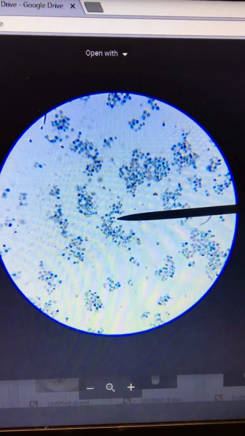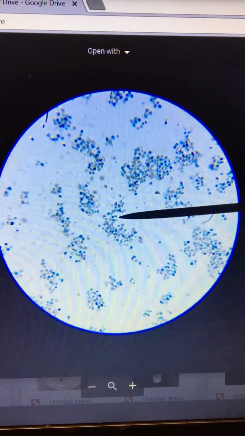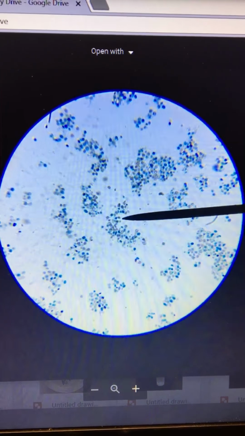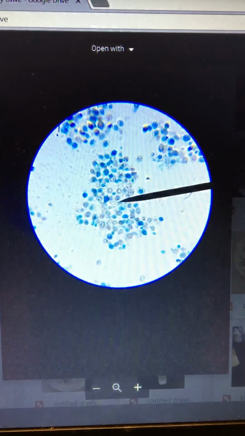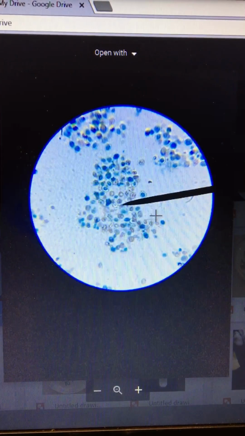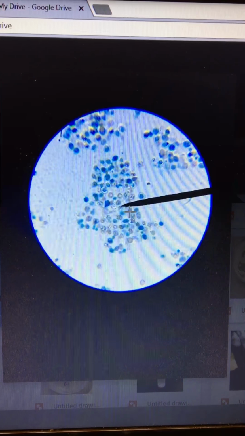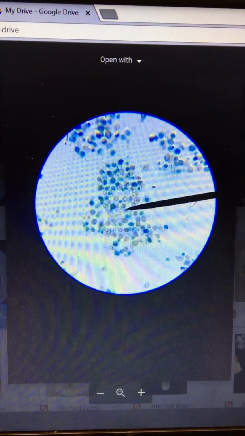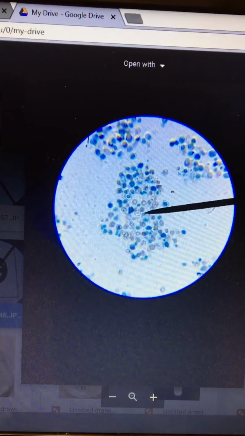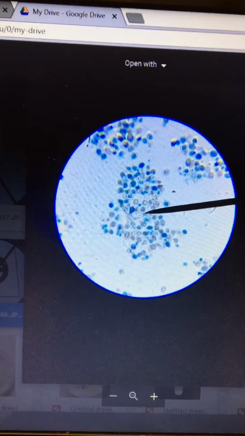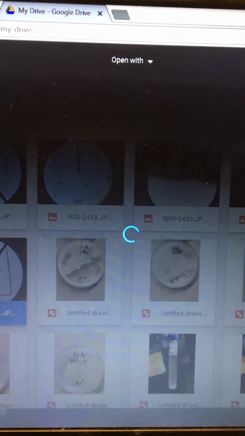This is high power, a little more refined. And this is my favorite image because of all the blues. This is the oil immersion lens. I chose this image because it showed the entirety of the cell as well as the internal structures.